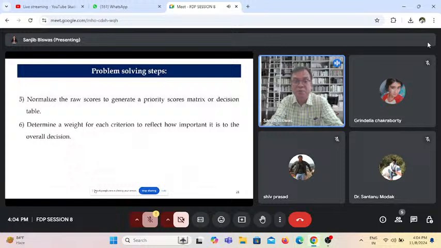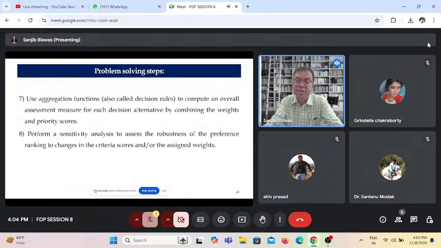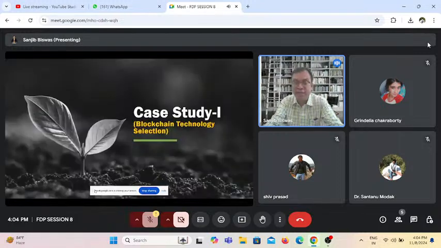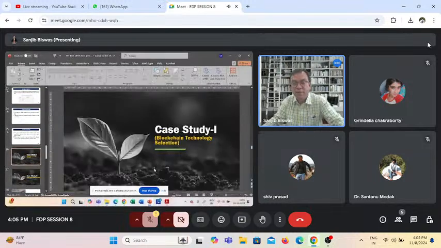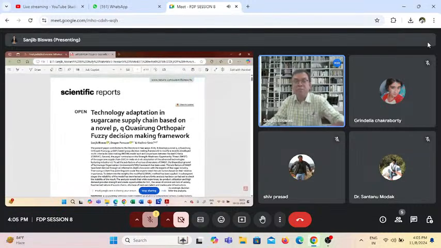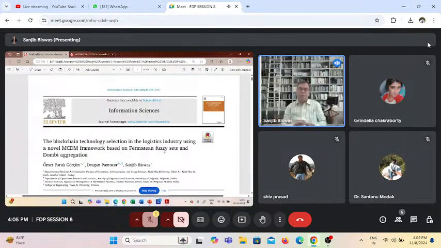So the problem solving steps are there: find out the weights, find out the ranking, and once you get the ranking, you need to check the sensitivity of the analysis. So with this, I move to another area, that is the proper case study, because I now move to the second part of my presentation, that is how to write or how to develop a problem with a soft computing based MCDM model.